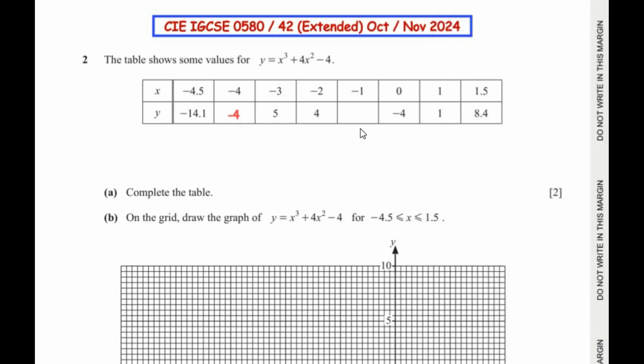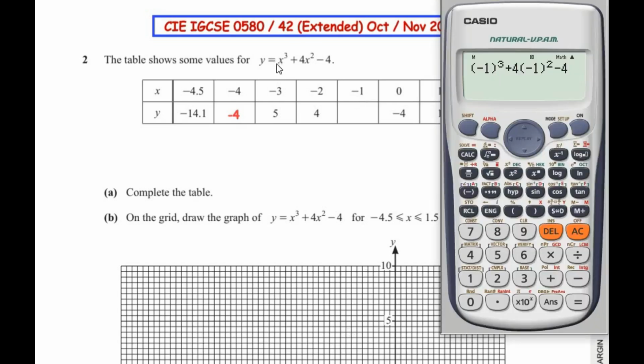Now let us check what is the value of y when x is negative 1. So similarly, plugging in the value of x as negative 1, we get negative 1 to the power of 3 plus 4 times negative 1 to the power of 2 minus 4. This is going to give us the value of y as negative 1. So when x is negative 1, y is also negative 1.